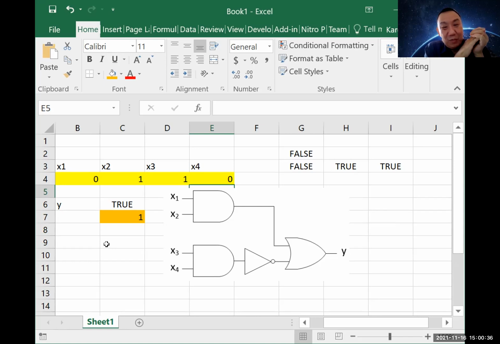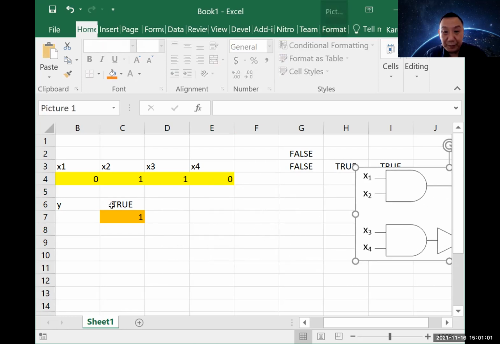So then you may wonder, is it really a tautology? We don't know. If you want to know whether it is a tautology or not, what will you do? You will try all the possible values, right? So how do you make all possible values?